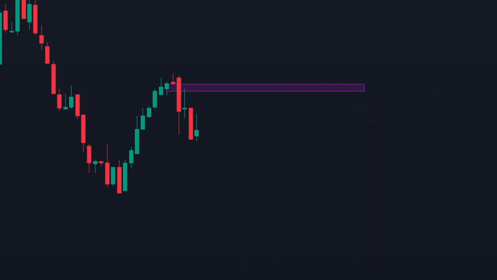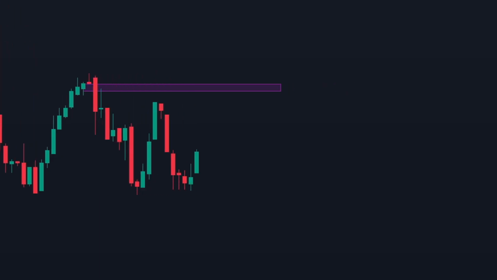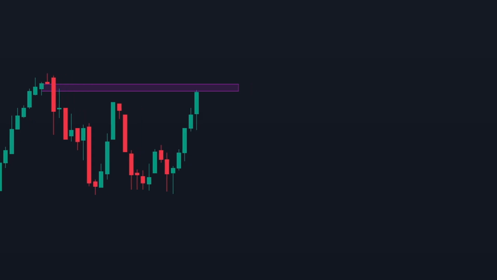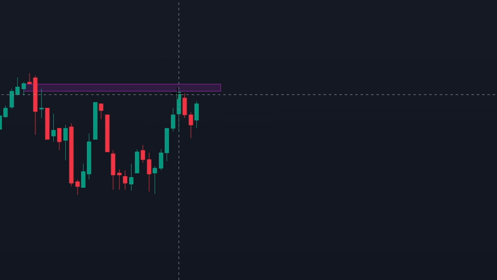Again, we wait for price to give us the footprints of what institutions are doing and we follow them afterwards. Here we have a very small wick on the first candle, and this is our third candle. We mark the imbalance zone and wait for price to come back to fill the gap. Price is managed up to hit the fair value gap. We are now looking to sell short.